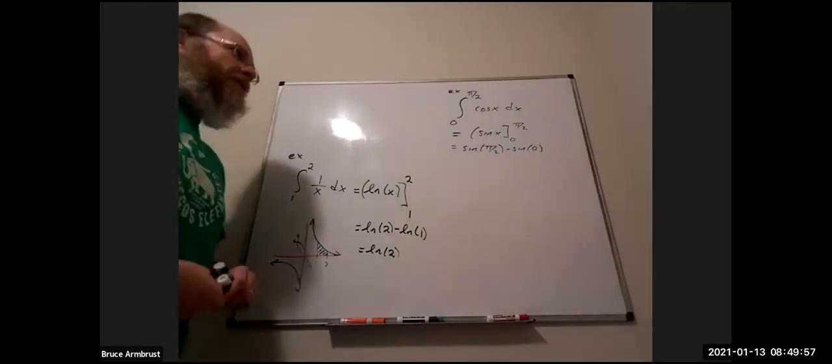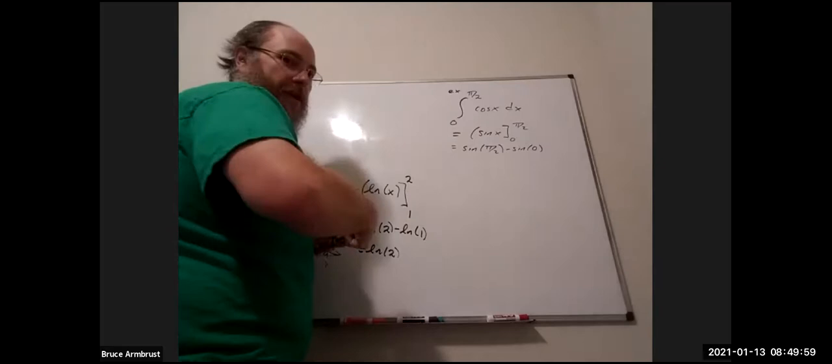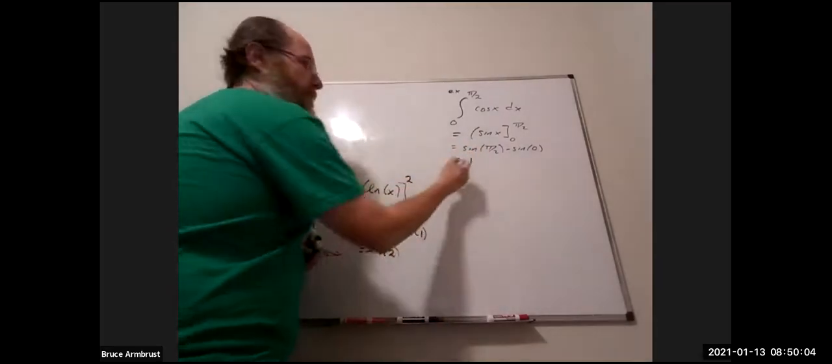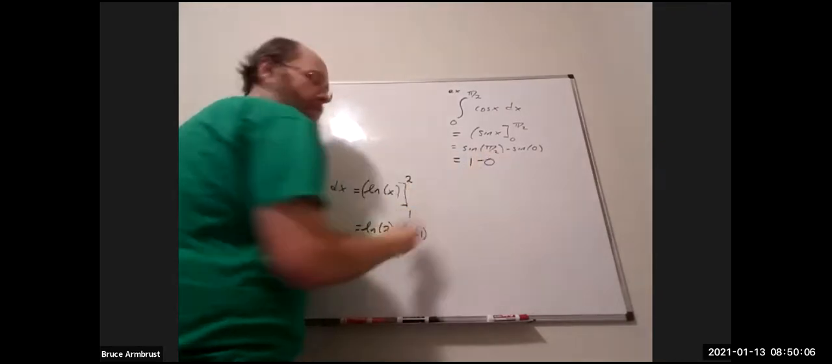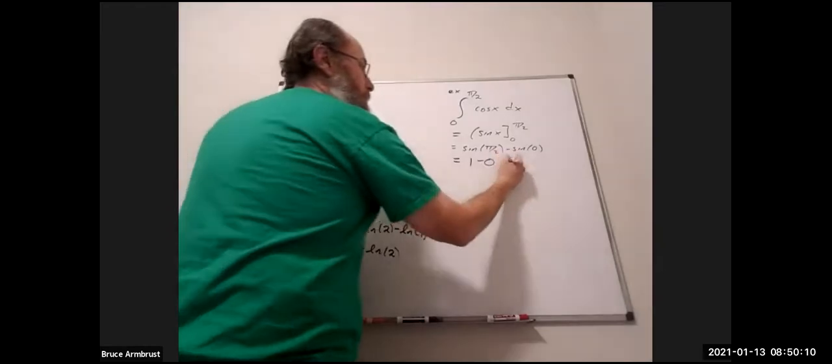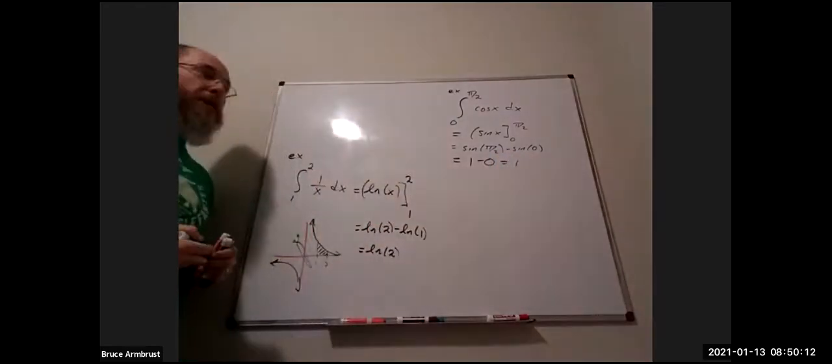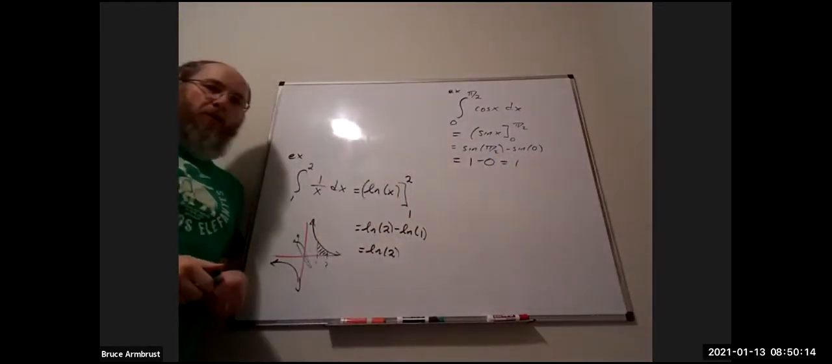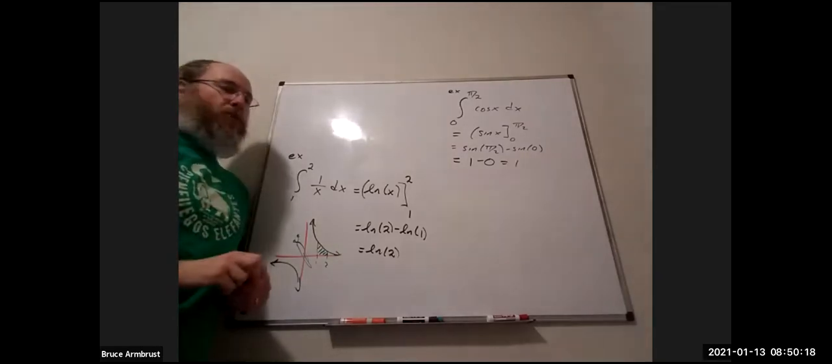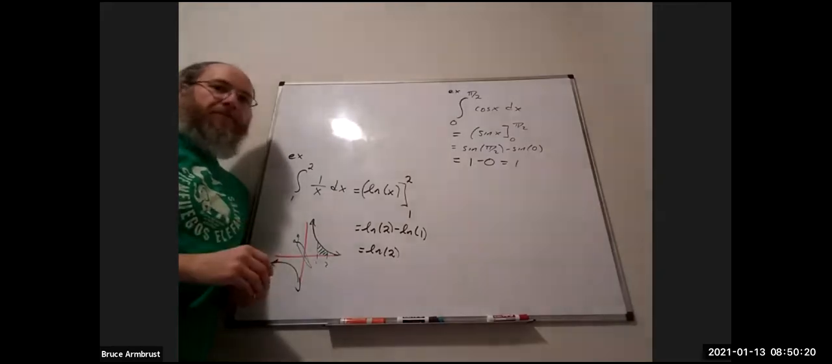All right, good, that's 1. And then how about the sine of 0? That's 0. Good, thanks, Mariola. This is going to be 1 minus 0, which is 1. So the integral of cosine from 0 to pi over 2 is 1. Nice.